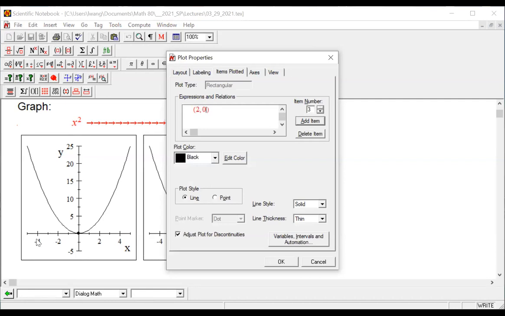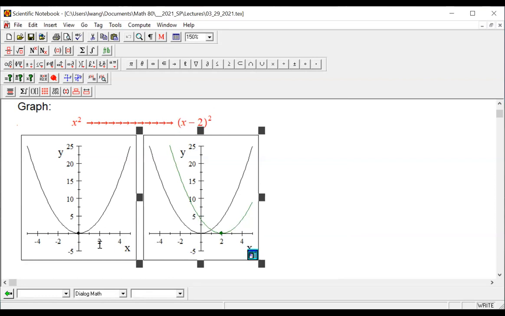Green dot is 2, 0. Now we're gonna make it green. 2, 0. Can you guys mark these points? 0, 0 shifted to 2, 0. Could you guys mark those?